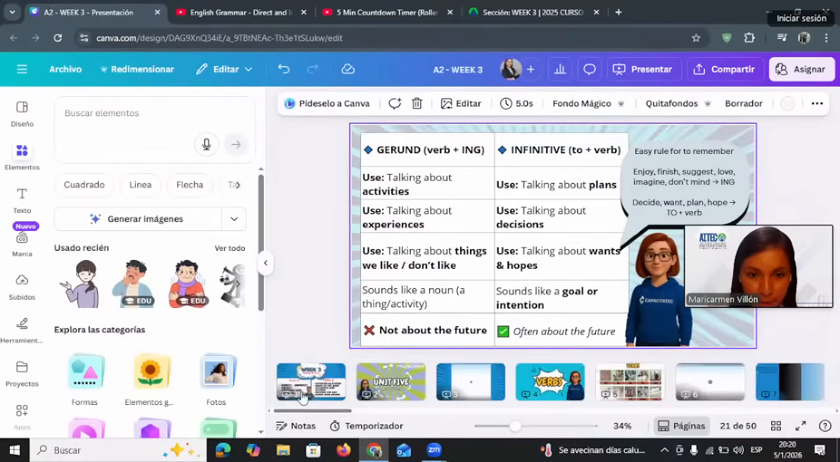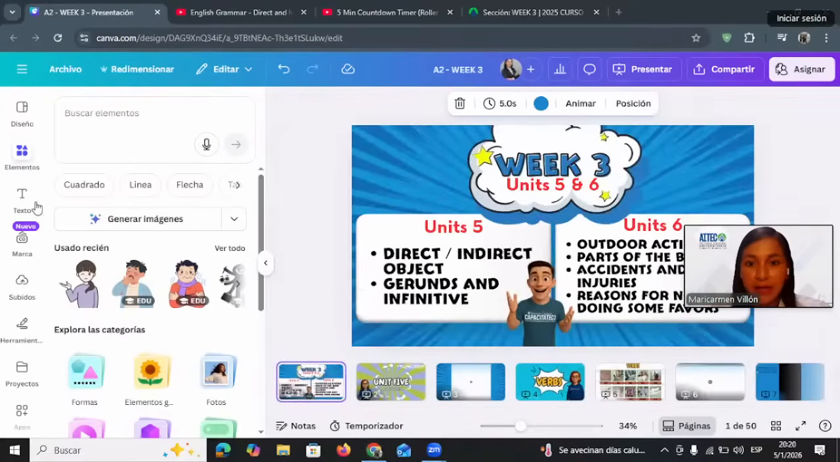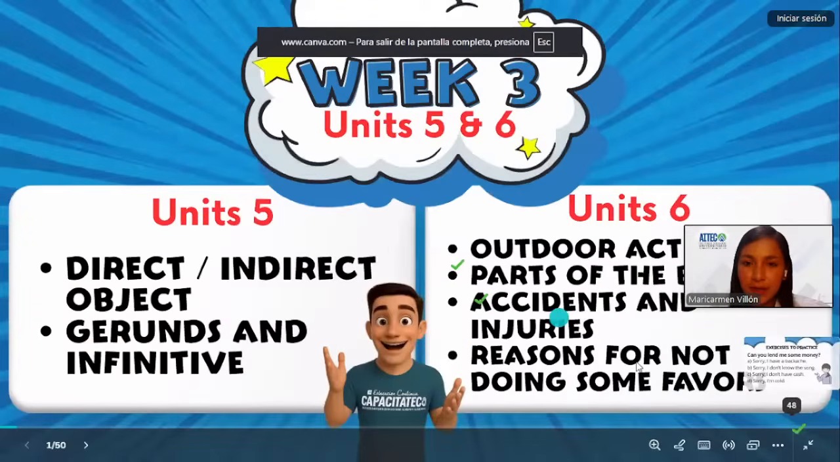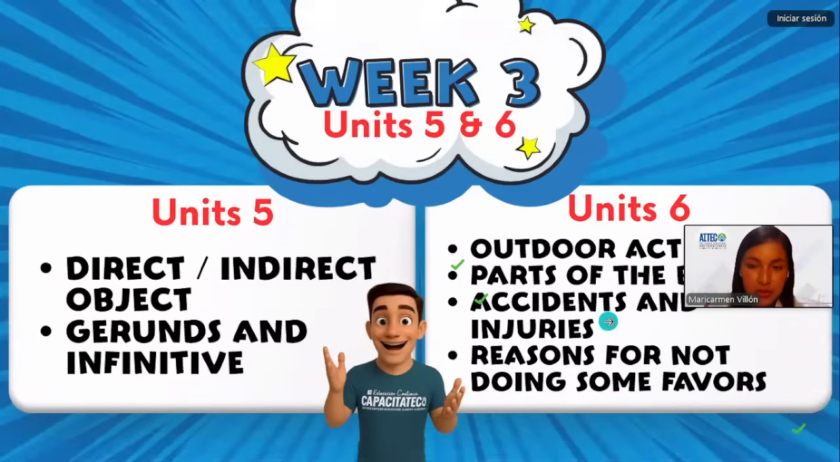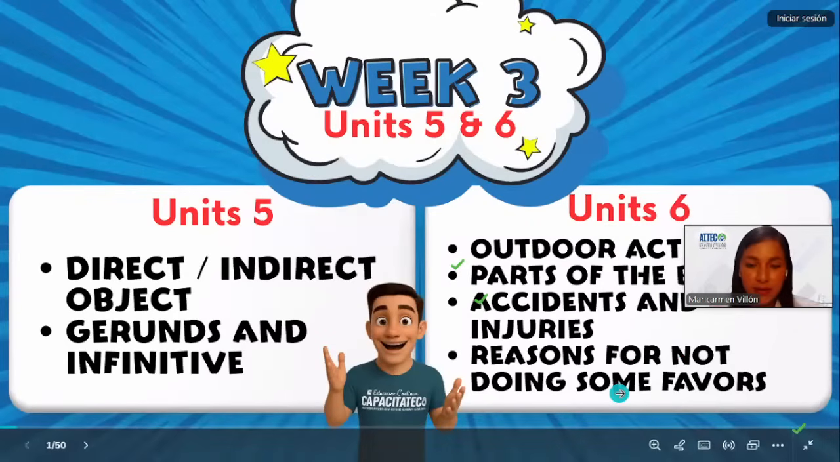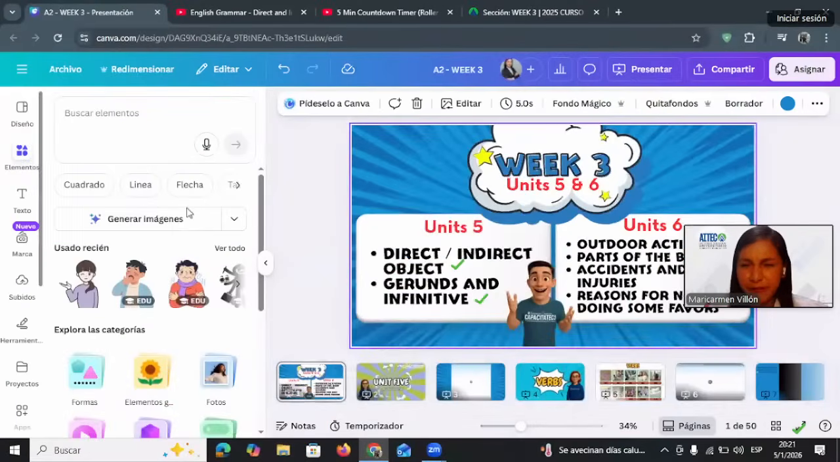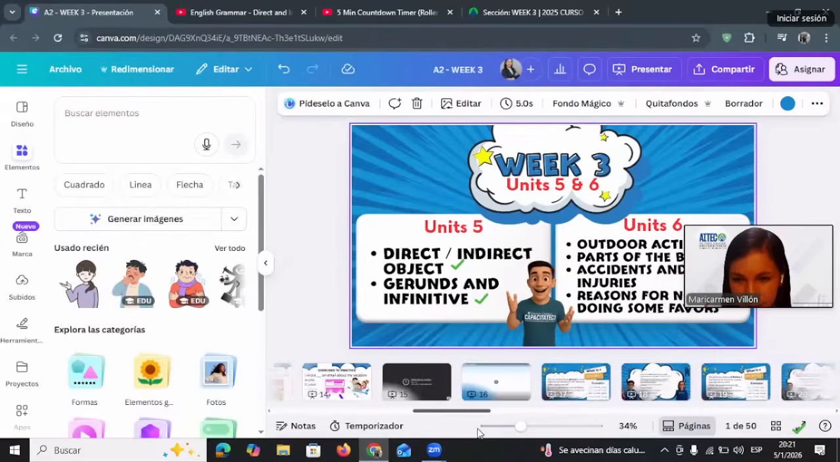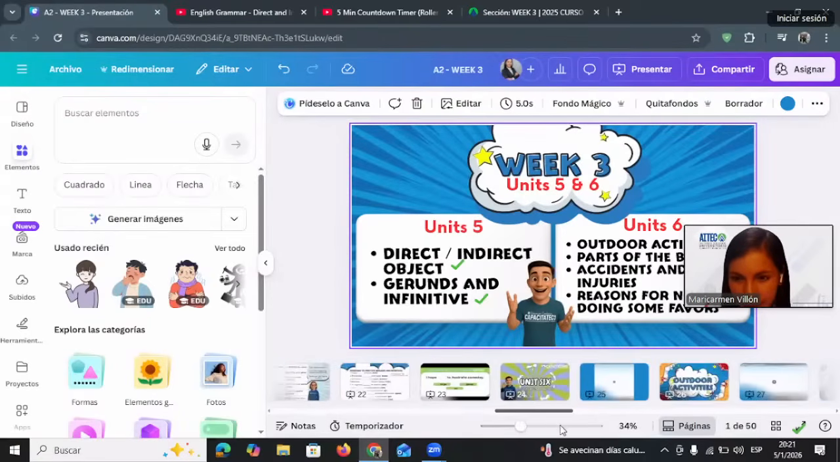Ok, vamos súper bien. We have finished Unit 5. Vimos direct, indirect objects, vimos gerunds and infinitive. Veamos ahora Unit number 6. Observen, in Unit number 6, we have outdoor activities. We have parts of the body. We have accidents and injuries. Todos estos primeros tres como vocabulary. And finally, reasons for not doing some favors. Este de acá, razones para no hacer favores. Vamos viendo entonces. Okay, so let's go to this part of our class.